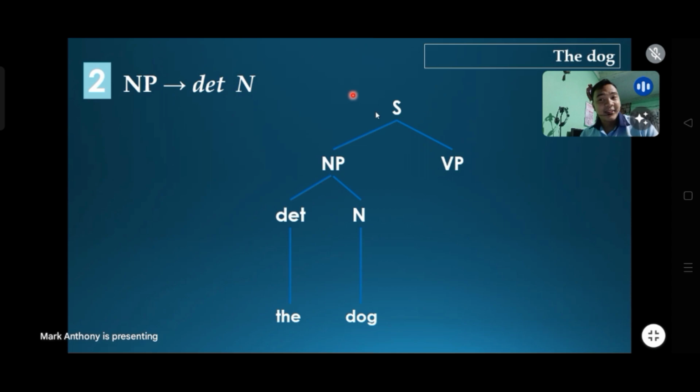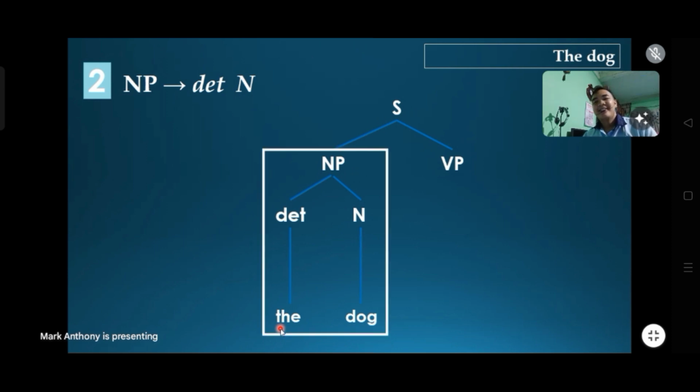So there we have it. We have here the sentence, which is divided into its subconstituent, the noun phrase, and the noun phrase is also separated into its subconstituents, which are the determiner and the noun itself. Therefore, in its linear order, it is read as the dog. As simple as that.